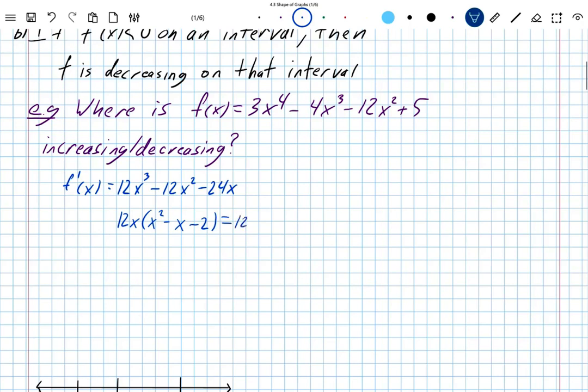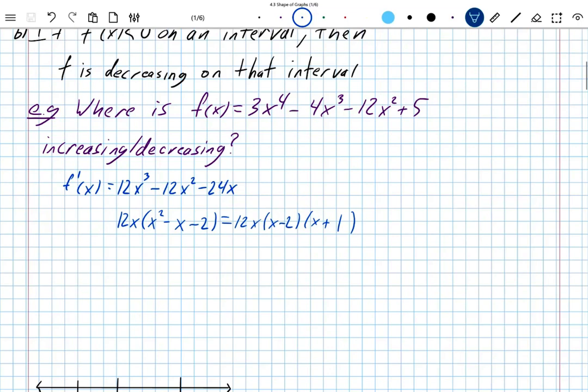This is 12x times... do you know how to factor that? It's going to be something with an x times something with an x. How about a minus 2 and a plus 1? That way they multiply to negative 2 and they add to negative 1. You could always use the quadratic formula if you need to figure out those roots as well.